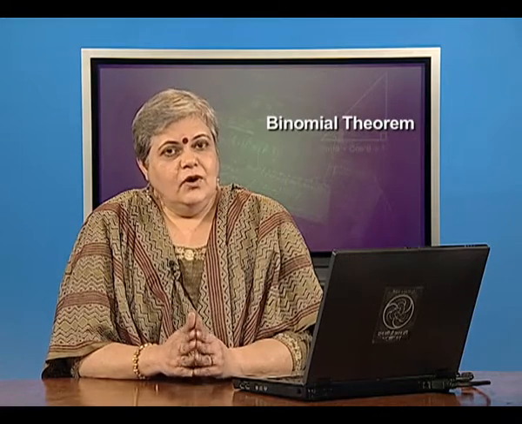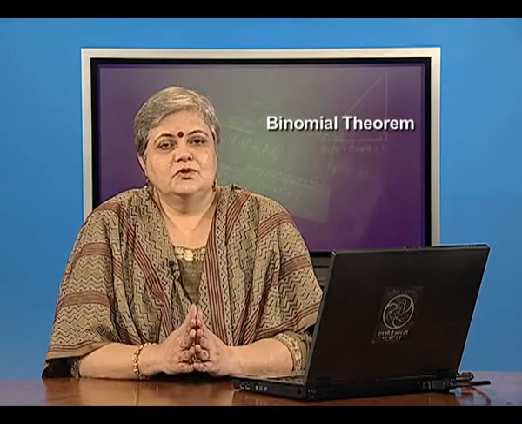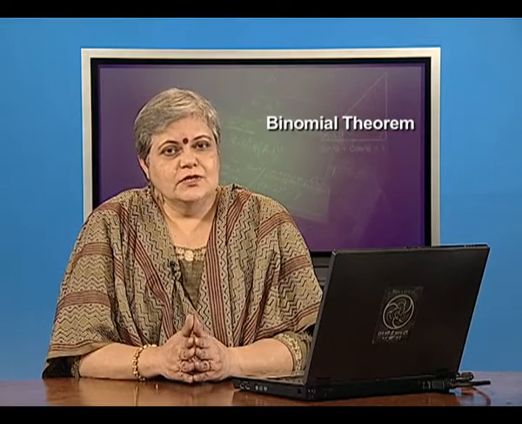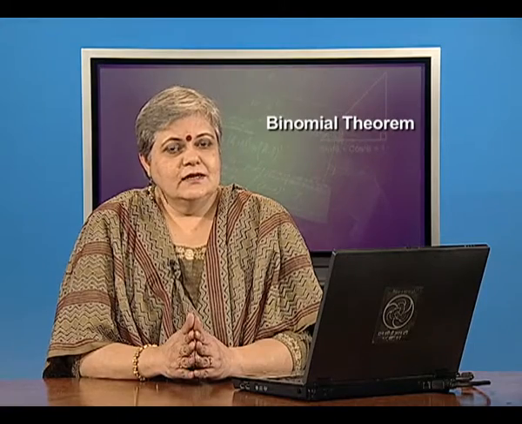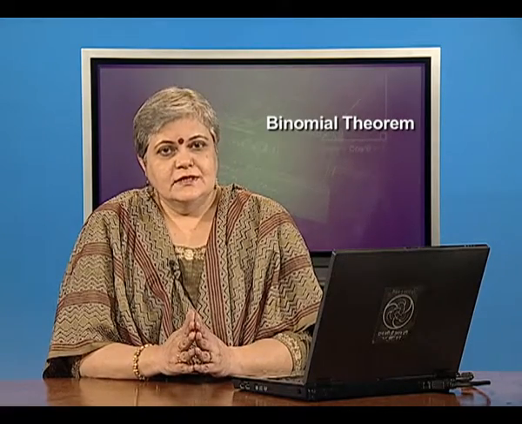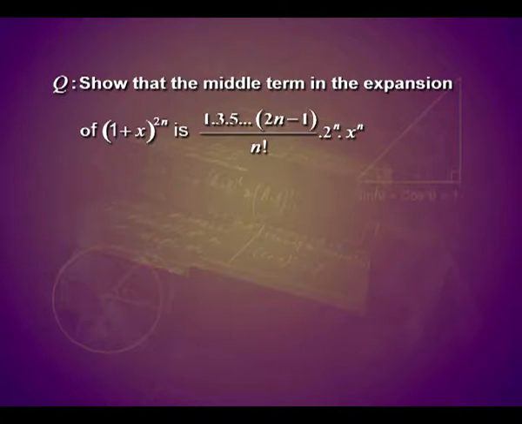And with that thought in mind, we have enough to work with for the few questions that have been selected for this lesson. So, let us start with the very first. Show that the middle term in the expansion of 1 plus x whole to the power 2n is, and the value of the expression is 1 into 3 into 5 going up to 2n minus 1. So, it is a product of such numbers which you can definitely identify to be odd numbers, right? Divided by n factorial into 2 to the power n into x to the power n.